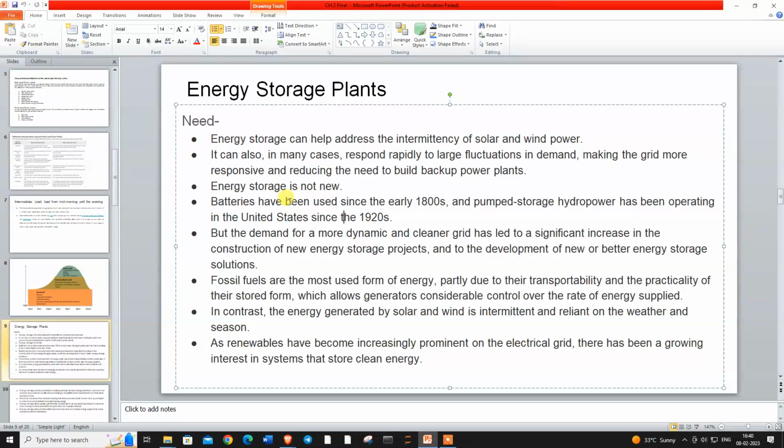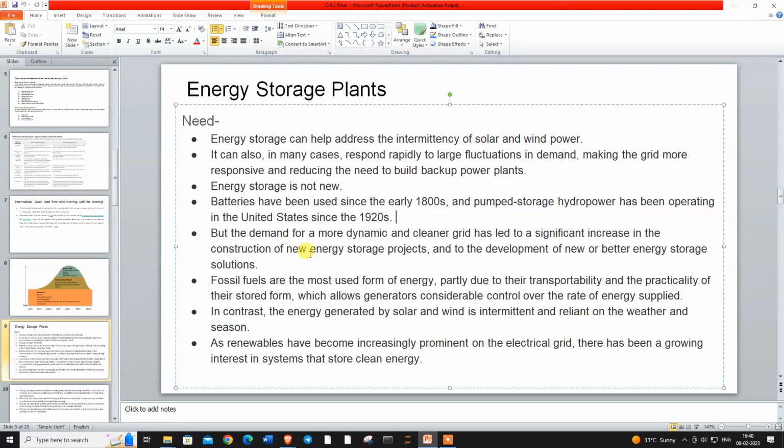Now, energy storage is not a new concept; it has been developed since the 1800s. And the pumped storage hydropower plant has been operating in the United States since the 1920s. So a pumped storage hydropower plant is an example of an energy storage plant. But as we all know, the demand for a more dynamic and cleaner grid has led to a significant increase in the construction of new energy storage projects, and also to the development of new or even better energy storage solutions.